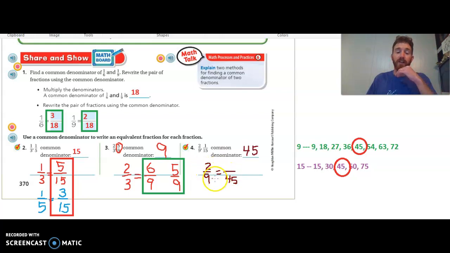2 times 5. Again, I did 9 times 5 to get to 45. So I have to go 2 times 5 to make the equivalent numerator. 2 times 5, of course, is 10. So 10/45 is one equivalent fraction we can use. Let's go to another one.